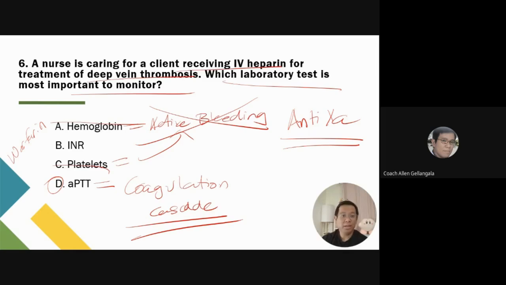So periodically, best practice, you need to take this 6 hours after you have adjusted a heparin dose or you have started a heparin dose, in order for you to titrate it effectively to the amount that is therapeutic. Okay, so that's another knowledge for you guys.